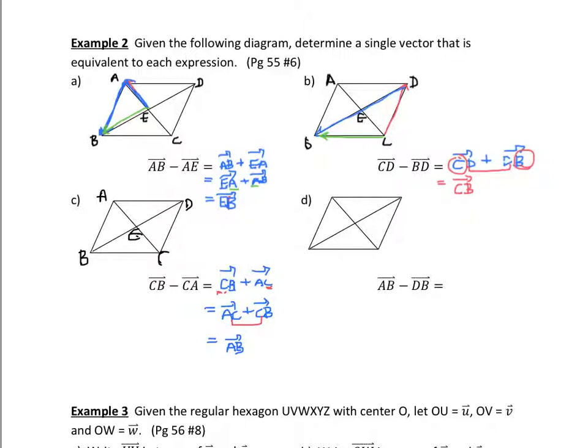So we were adding CB and AC. Oh, sorry. In my second line, I was adding AC. Maybe something was wrong there. And CB. So our resultant vector then goes from A to B.